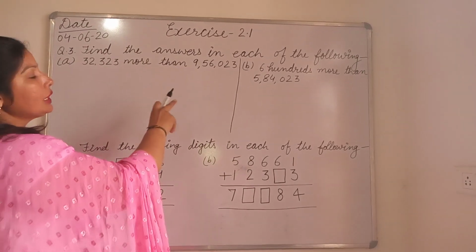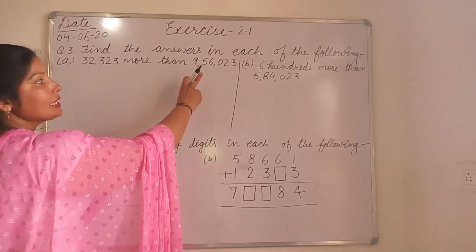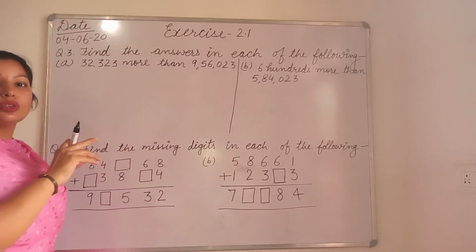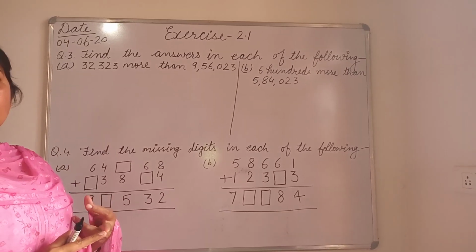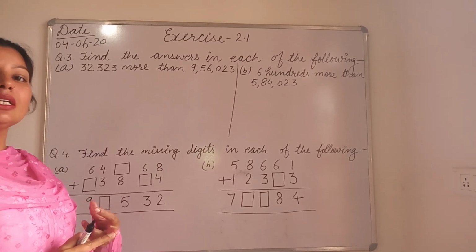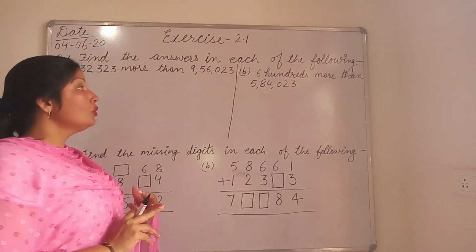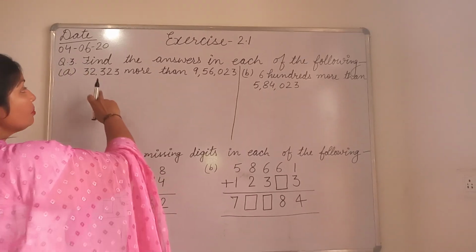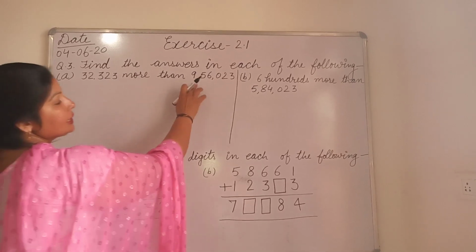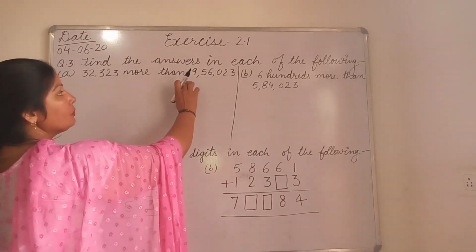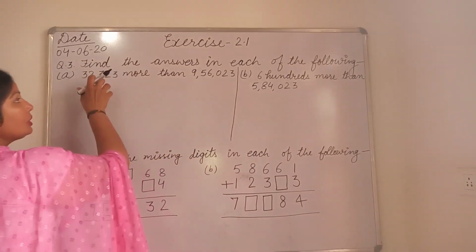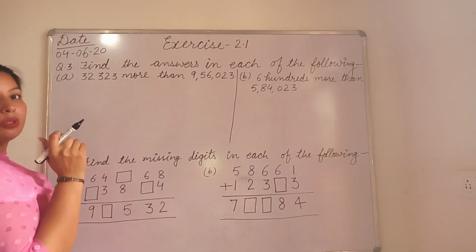32,323 more than 9,56,023. So whenever you have more, that means you will do addition. Okay, more means addition. So here is given that this much more than this. So that means we have to add. So this number we should write upside and first number downside. So you can put columns also.